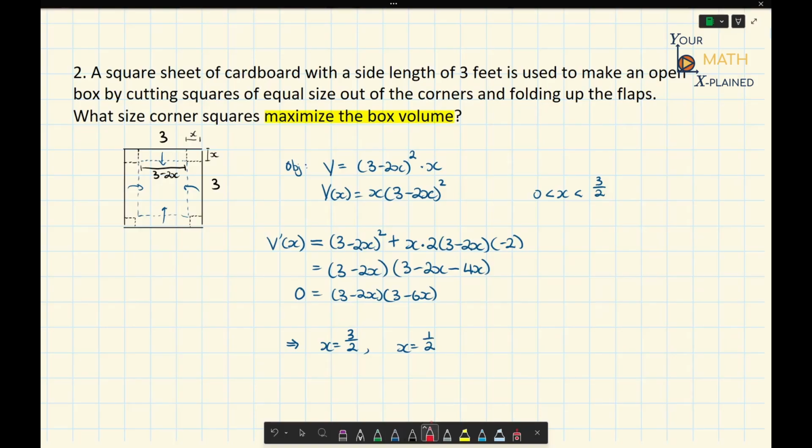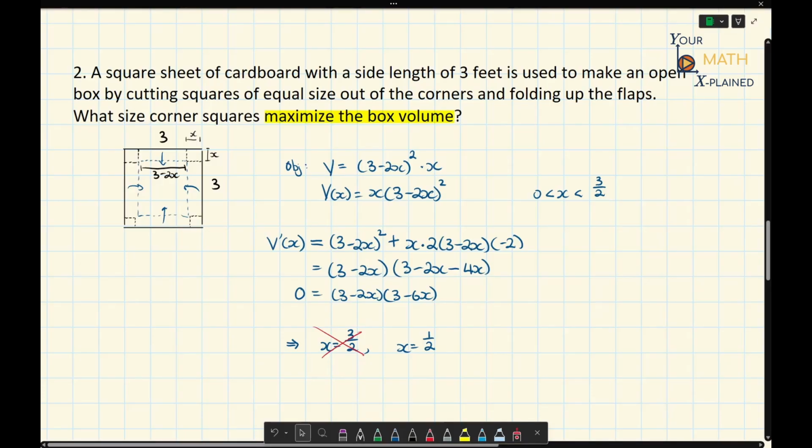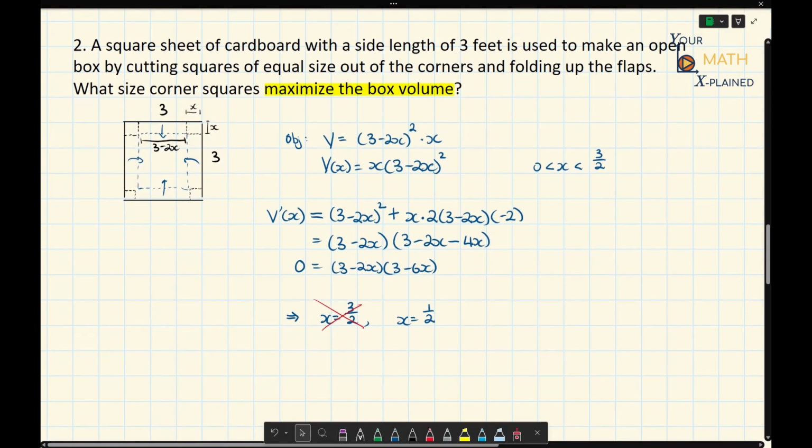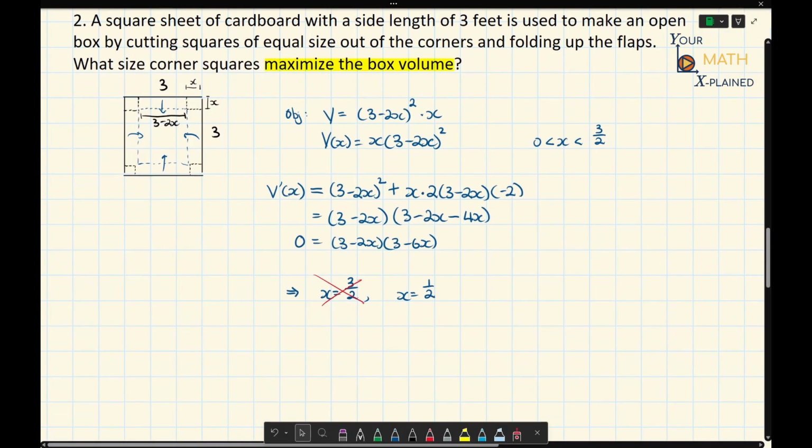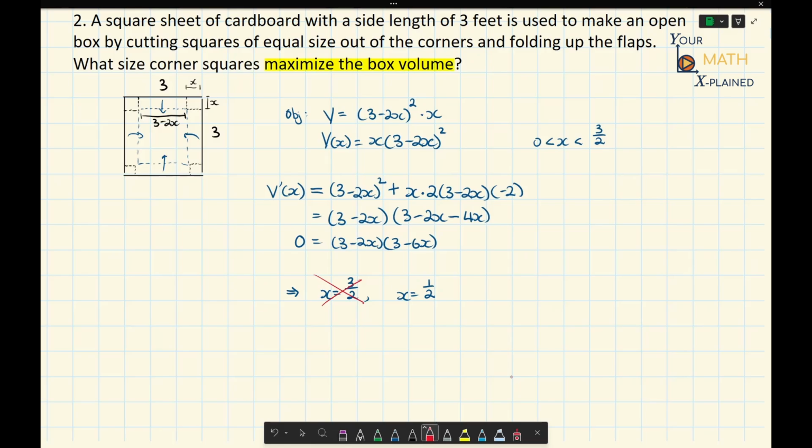Now x equals 3/2 is not part of our domain, so we can ignore that, which means we only have one critical value within our domain. And then the last thing we need to check is to make sure that this is in fact a maximum. We can do that by doing our interval test.